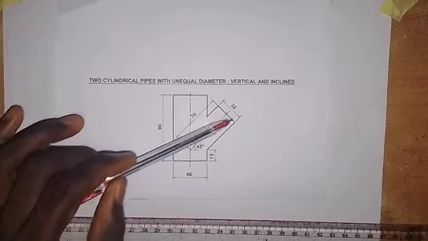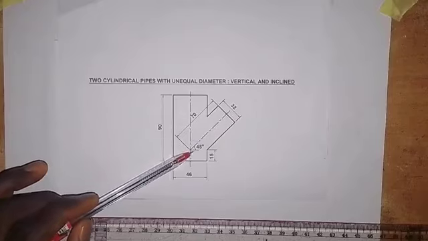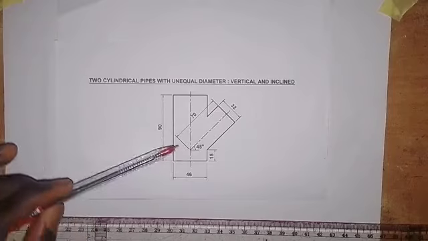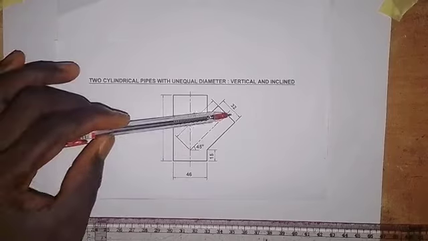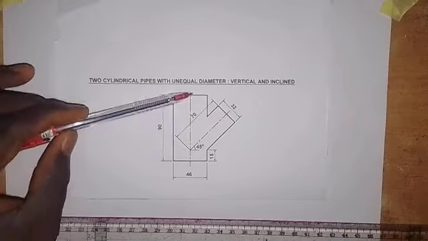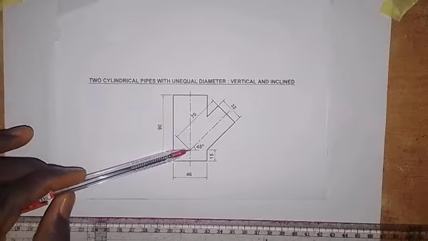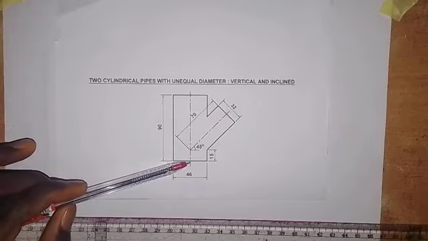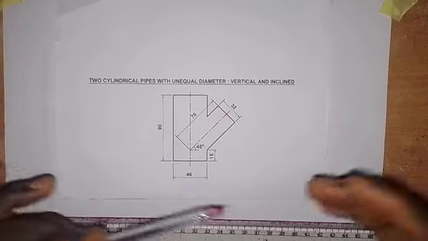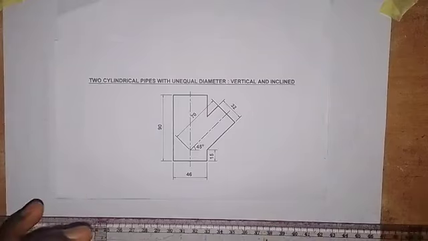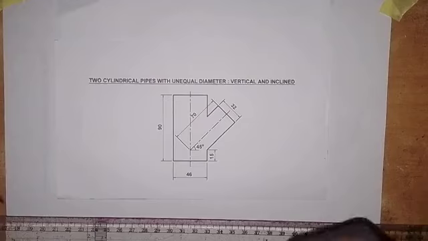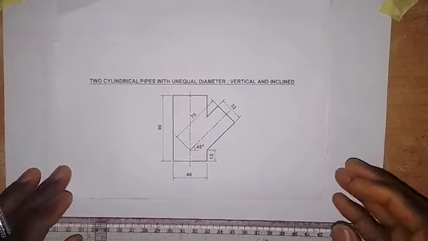The center line of the inclined cylinder is at an angle of 45 degrees to the horizontal, and the point where the center line of the inclined cylinder touches the center line of the vertical cylinder is 15 millimeters from the base. So we are going to make use of these dimensions to produce the plan and also the front elevation with the curve of intersection on the front elevation here. So that's what we are going to do right now. Let's go and see what we are to do.